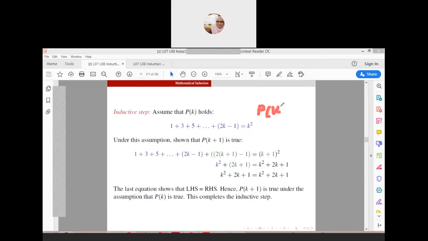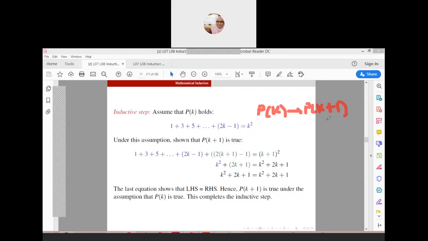P(k) and becomes P(k plus 1). Okay, this is the inductive step.